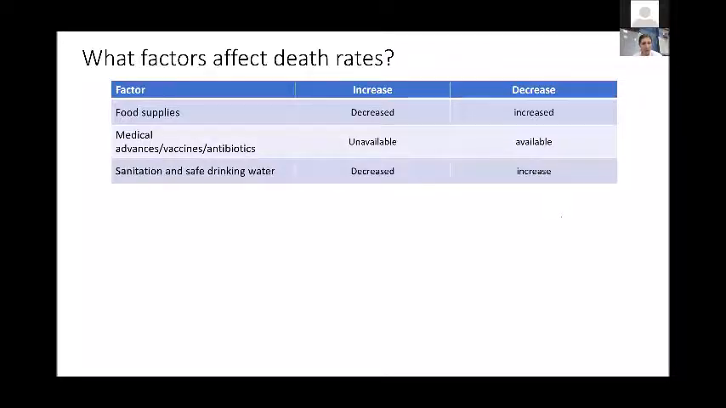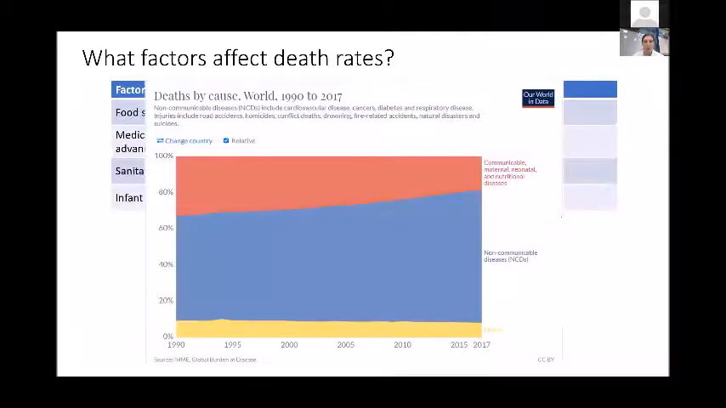Sanitation and safe drinking water is also really important. Most of the deaths that occur to children under 5 are actually because of sanitation and drinking water issues. So as those systems become better, the infant mortality rate also declines. So infant death rate is informed by all of the above factors. Generally when infant death rates are high, that's going to increase death rates, and when they're low, that helps.